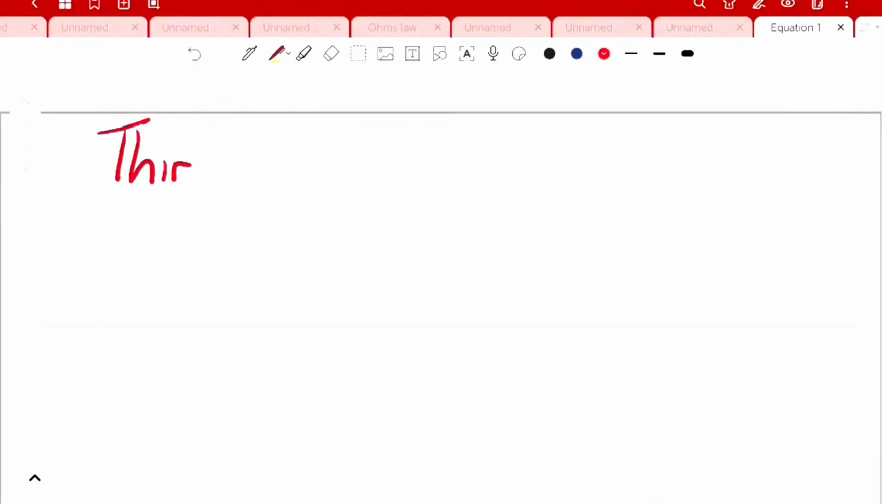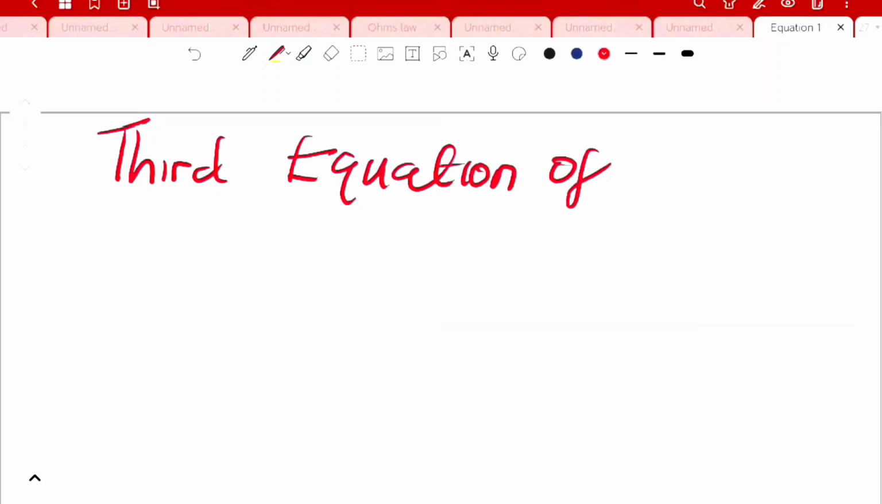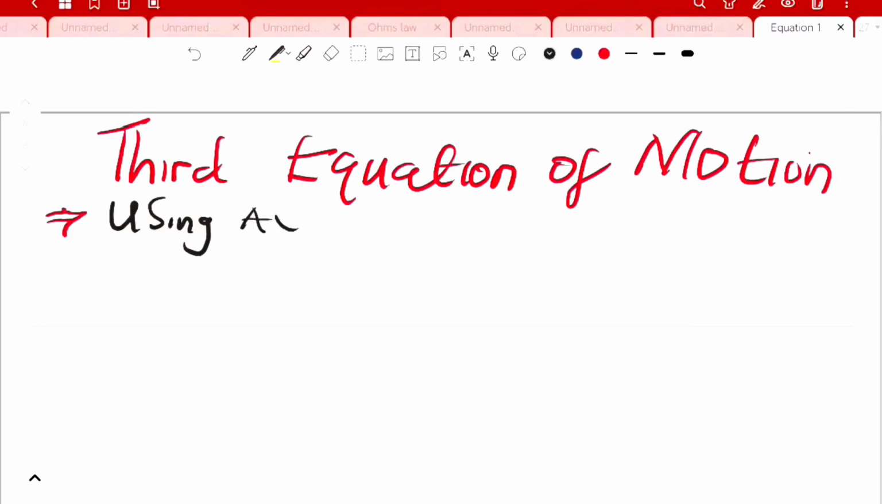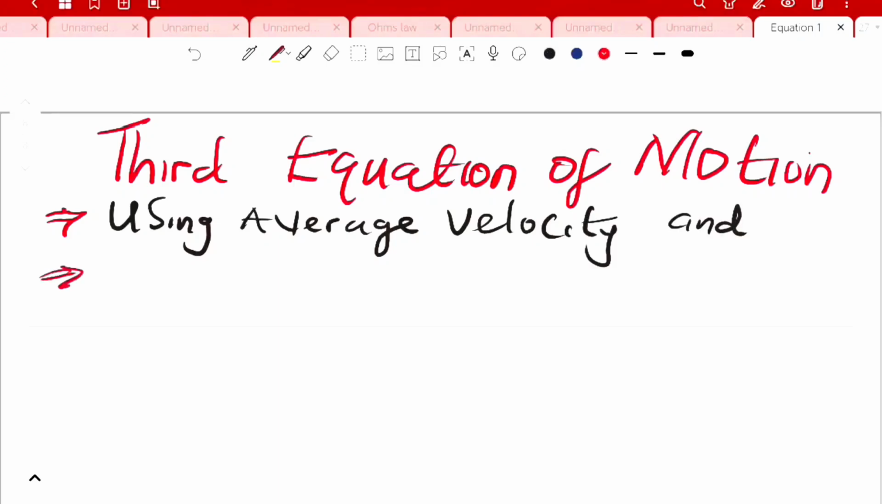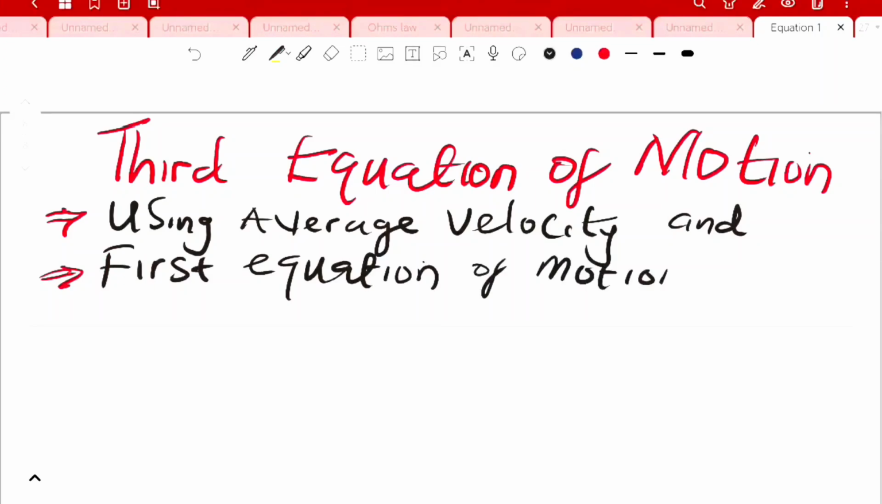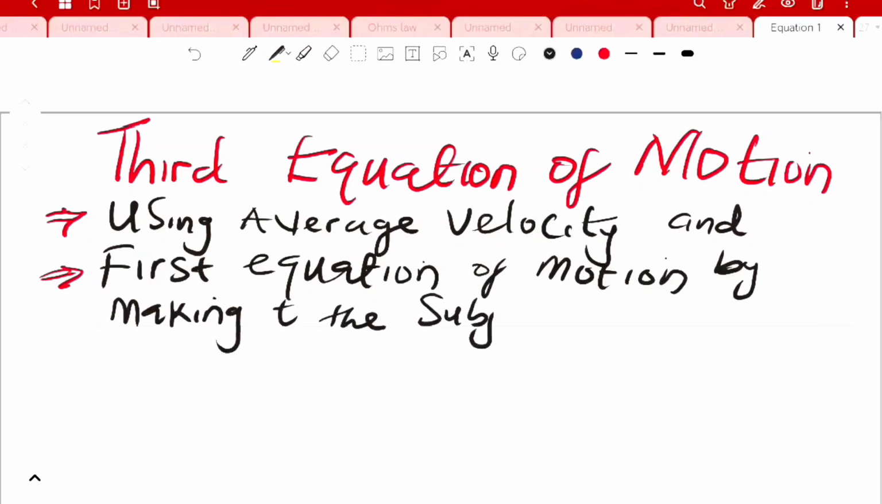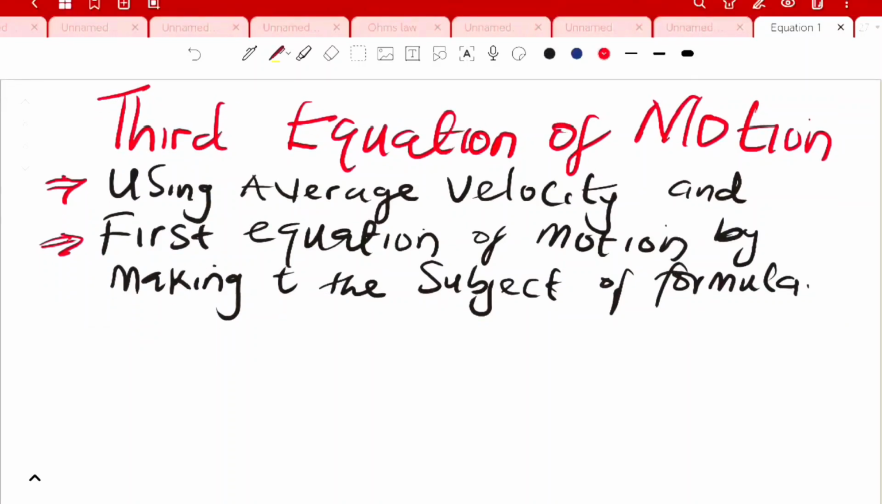For the third equation, I'm going to use a simpler method for you. So pay attention to this. For the third equation, number 1, we're going to use the average velocity formula. And number 2, we're going to use the first equation of motion, the combination, by making t the subject of the formula. Is that clear? So these are the combination that we're going to use in order to derive the third equation of motion. So if you are ready, let's go.